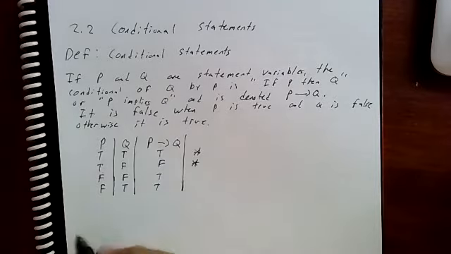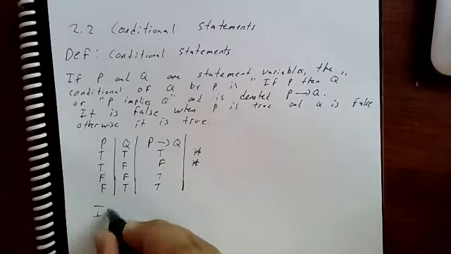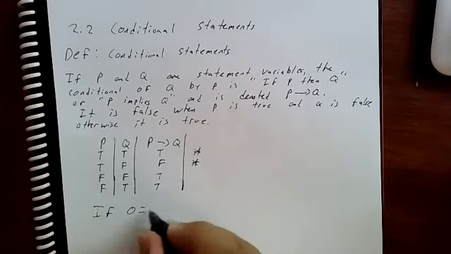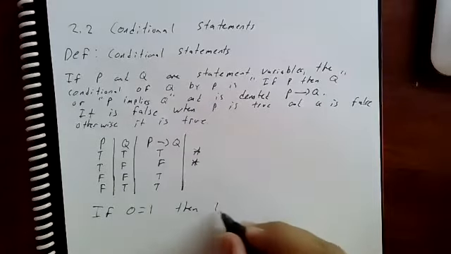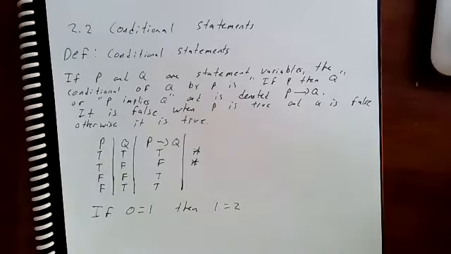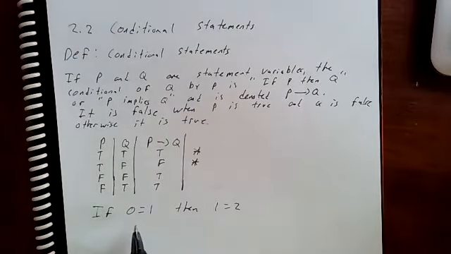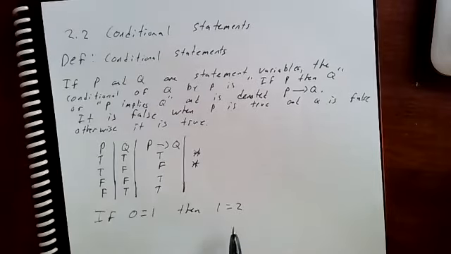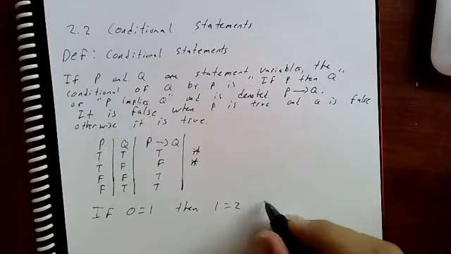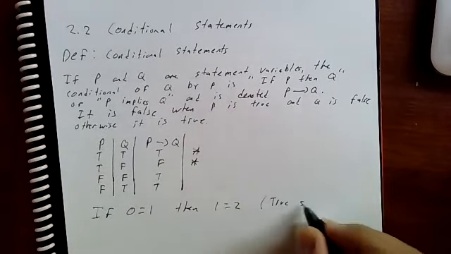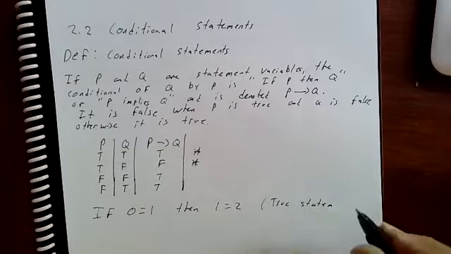Like, for example, check out this weirdo example in the book. If 0 is equal to 1, then 1 is equal to 2. You agree that this statement P is false, right? 0 is not 1, obviously. So no matter what comes next, the entire thing becomes a true statement. But you see how that is nonsense?